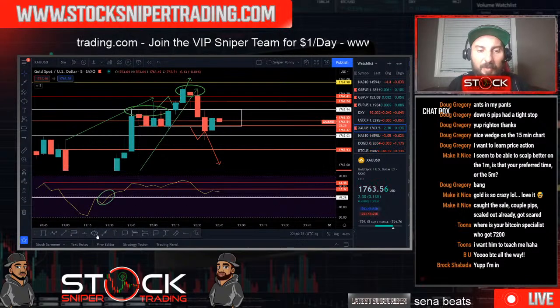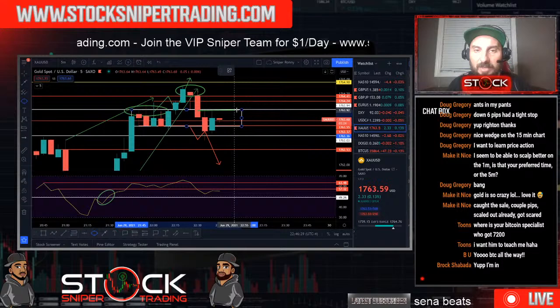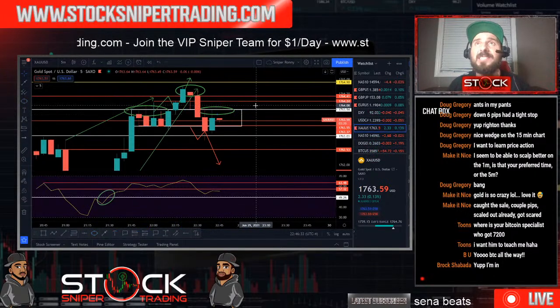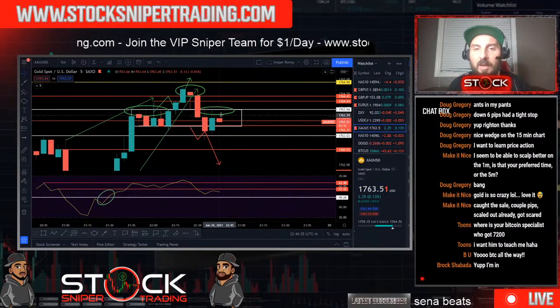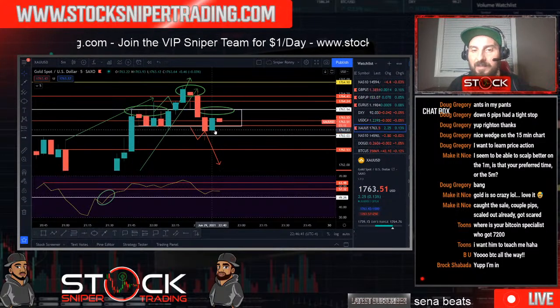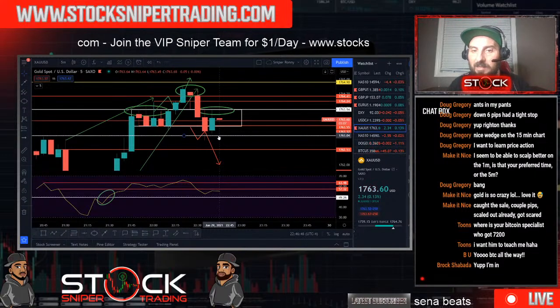Where's our right shoulder? Right in this area, same area. Those rejection wicks are creating it now. We could be developing the right shoulder right here. What is a head and shoulder pattern? It is a bearish reversal pattern. What we're looking for now is this bearish candle to come down, engulf this green candle, and break down below this hourly support and drop down.